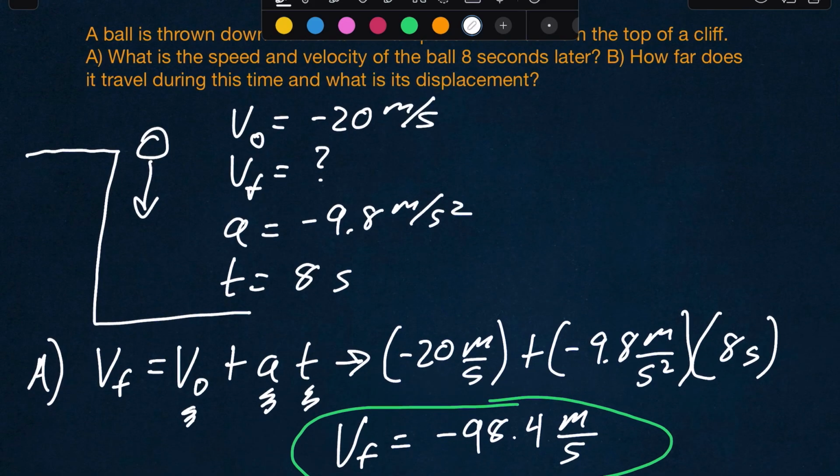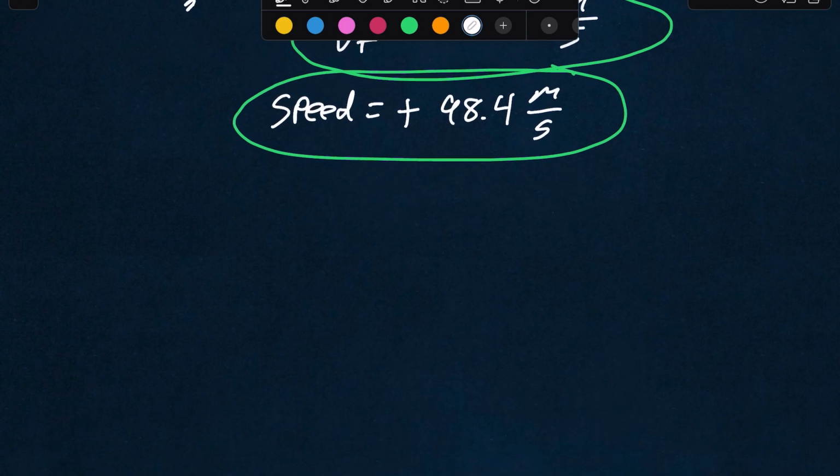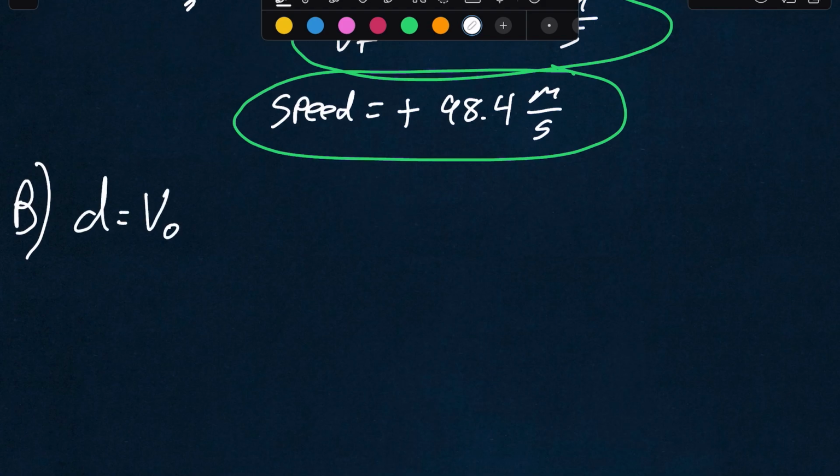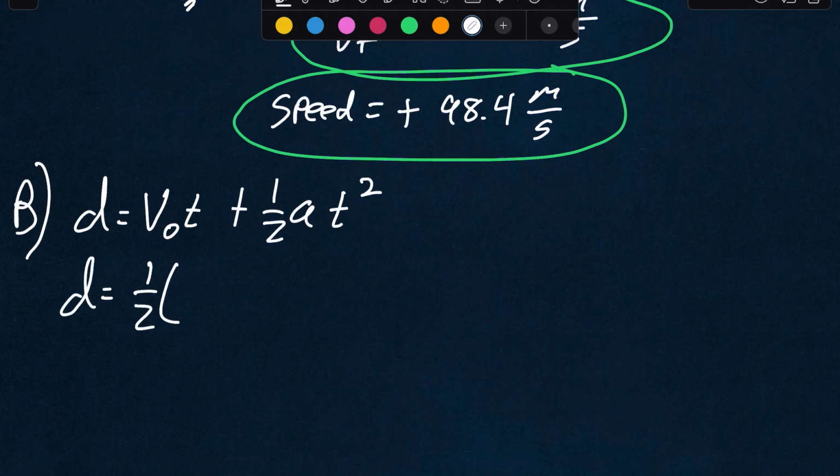Part B of this problem says, how far does the ball travel and what is the displacement? So we need to use some different formulas for this. And there are two formulas we can use. The first formula says displacement equals v initial times time plus 1/2 acceleration times time squared. The other formula says displacement equals 1/2 quantity v initial plus v final times t. I typically like to use this second equation because it's a little bit simpler, provided that we have all the variables.